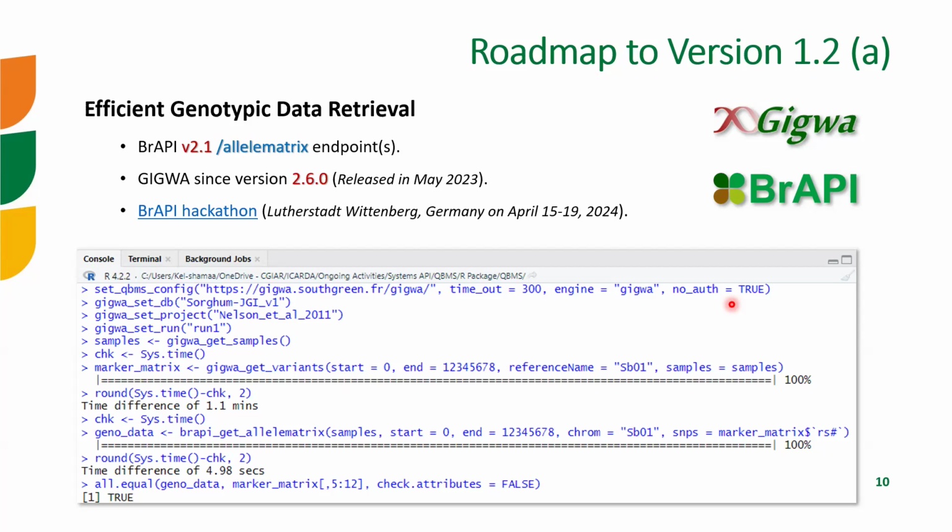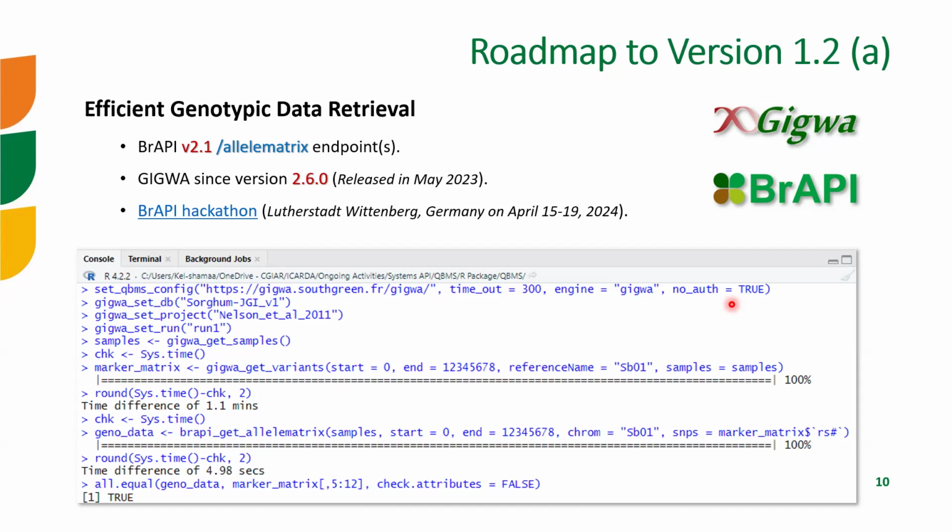So this is why we worked with the GIGWA people in CIRAD on improving the efficiency of how to import or retrieve the data from the backend genotypic data server. Actually, in the BrAPI standard, there is an endpoint where the allele matrix data can be transferred in the format of a matrix instead of a list of pages, which is a much more efficient way to send the data in 2D instead of 1D.